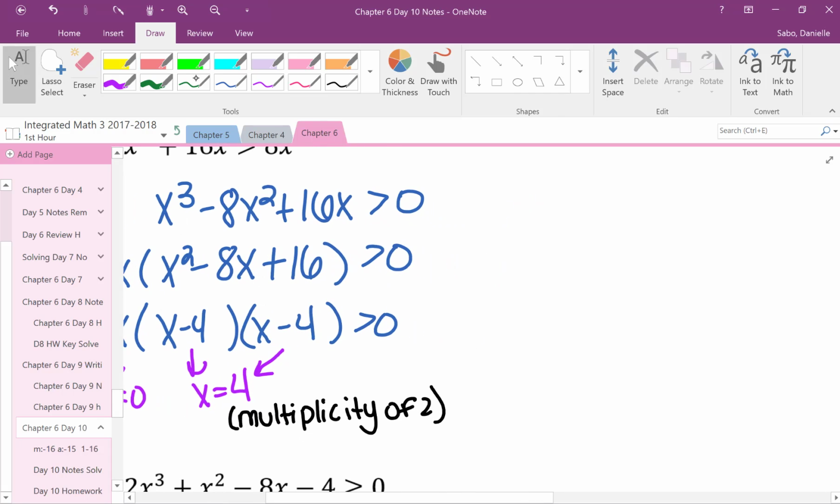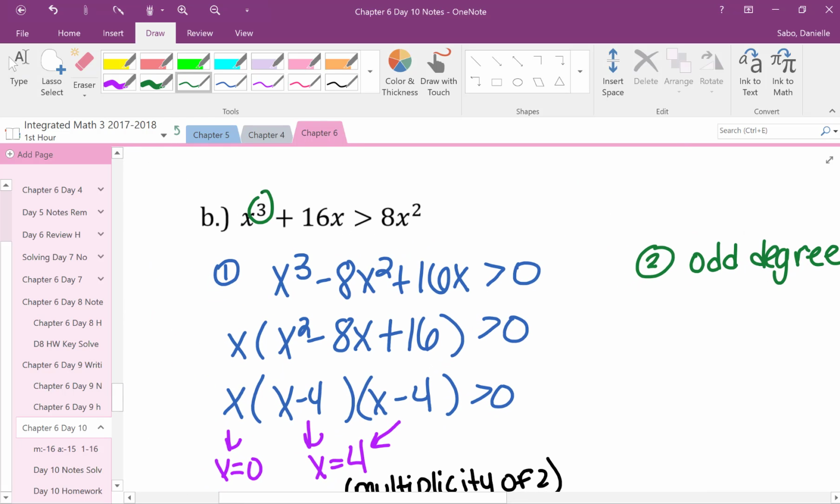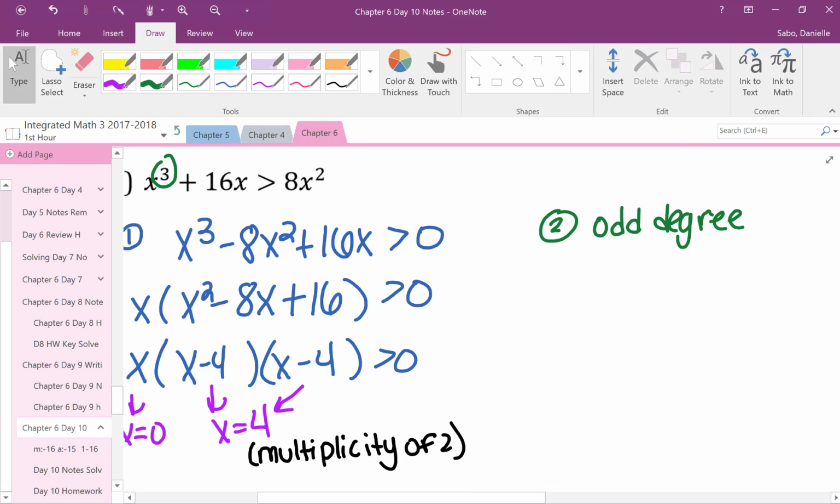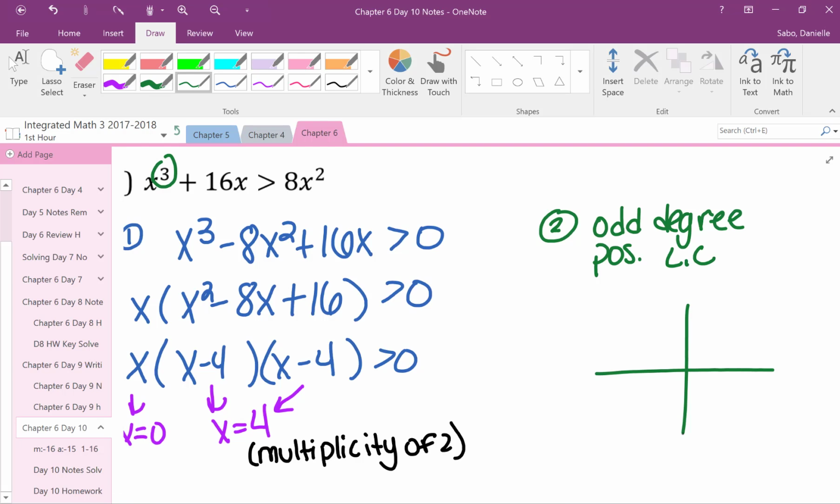So now our step 2 then, do I have an even or an odd degree? Odd. Okay, let's talk about that then. We have an odd degree because you're looking at the very beginning here, and I have a positive leading coefficient. So let me just sketch out my graph. Again, you're more than welcome to go in the graphing calculator and graph this and then sketch it yourself. That's fine. But we want to see the factoring part of it.